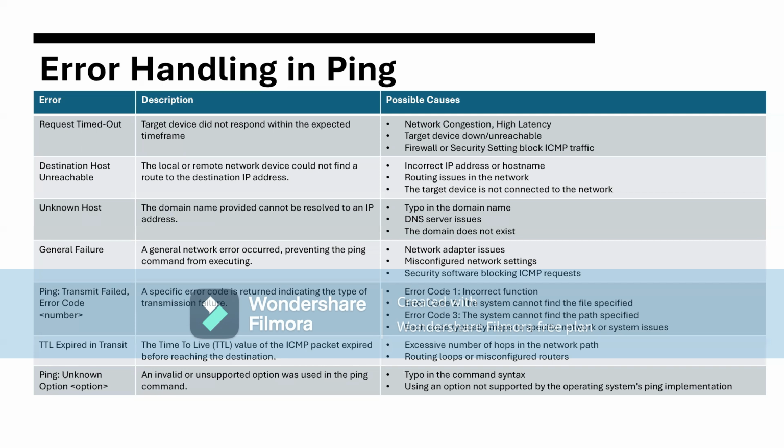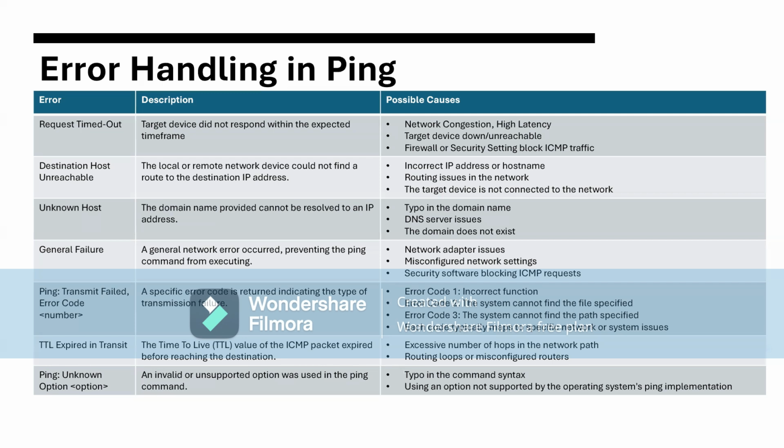Destination host is unreachable. This might happen if the local route or remote network device could not find a route to the destination IP address, like in our scenario where we tried to ping from R1 and R2's interface that faces the R3 was blocked. In that scenario, we were not able to reach R3 and we were getting host unreachable. So incorrect IP address or host name, routing issues in the network, target device is not connected could be the possible causes why we are receiving this.